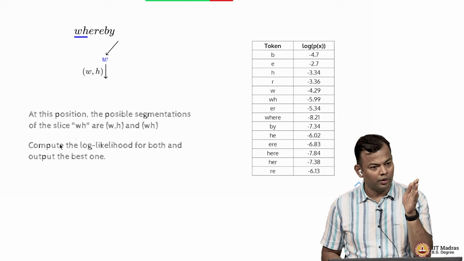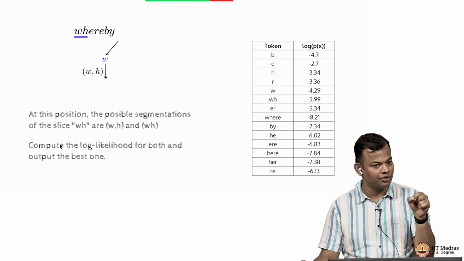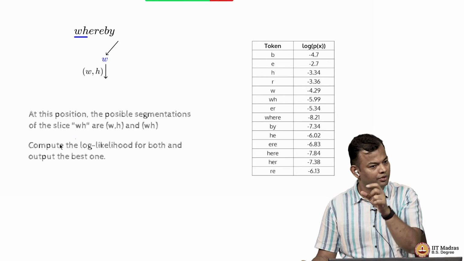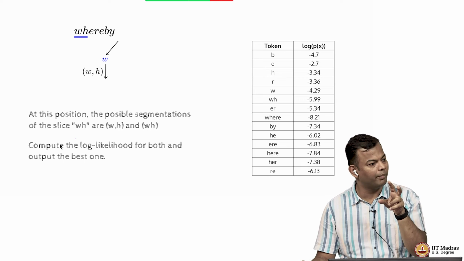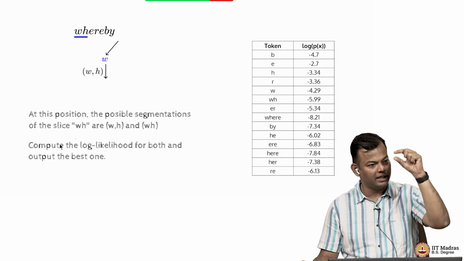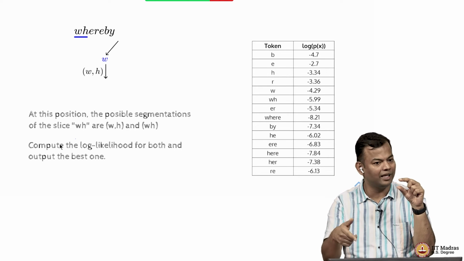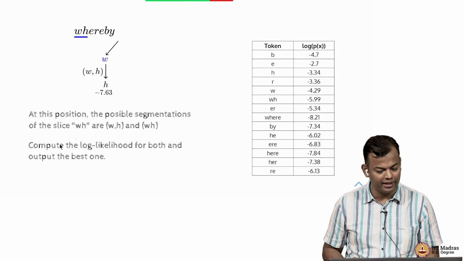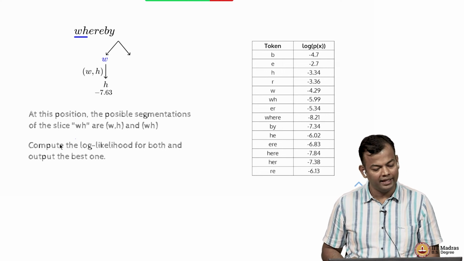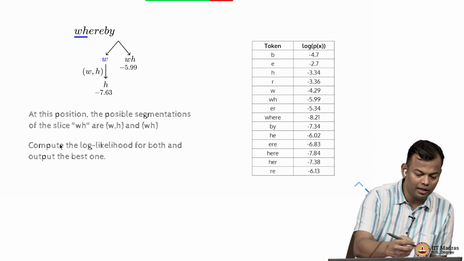Now when I am at WH, there are two possibilities: my segment is W comma H, or it is just WH. So I have to compare these two paths. How do I compare them? I just take the probability of W multiplied by the probability of H, and compare it with the probability of WH itself. Here we are dealing in log probabilities, so I'll just add. W plus H, adding the log probabilities, I get minus 7.63, and for WH the log probability is minus 5.99, right? So what does that mean?